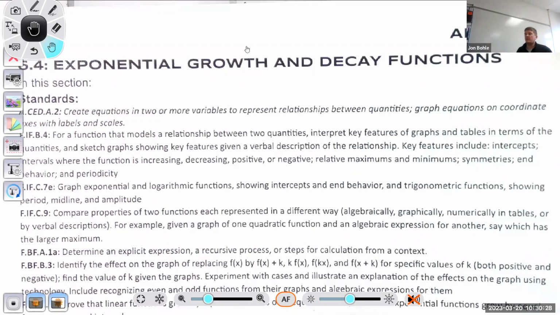Okay, folks, so we're going to get started on this fourth section. It's going to deal with exponential growth and decay. We graphed exponential growth and exponential decay functions last time. We're going to use those. The vast majority of these problems are going to be just word problems. So we're going to be moving our way through that.